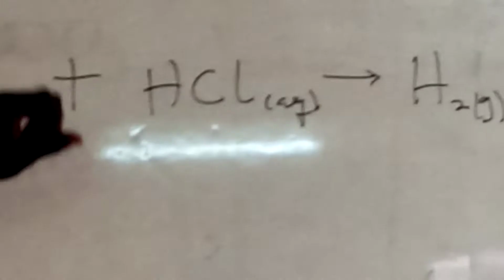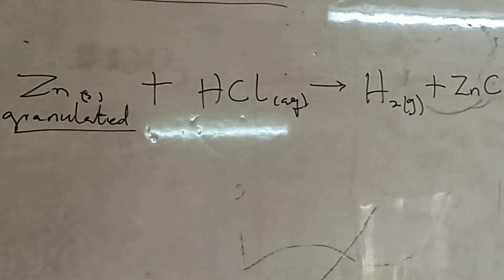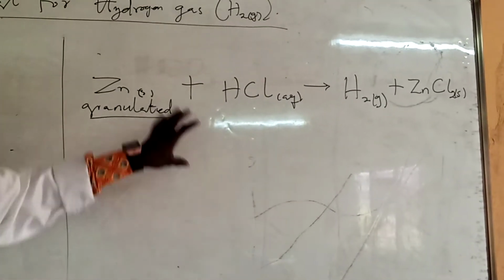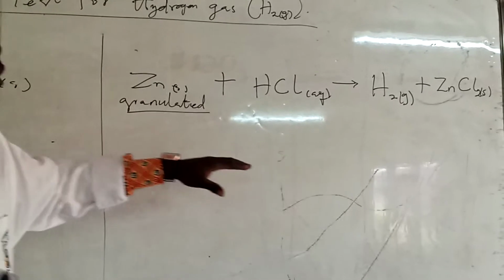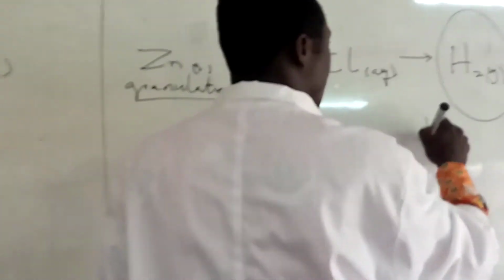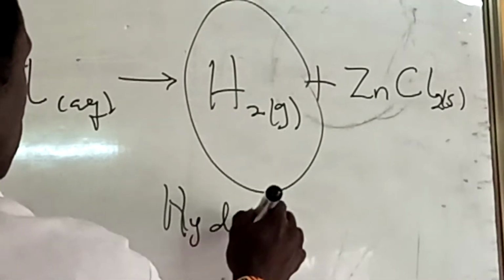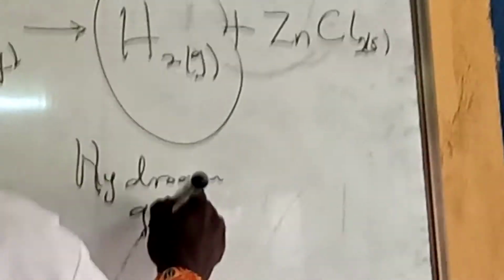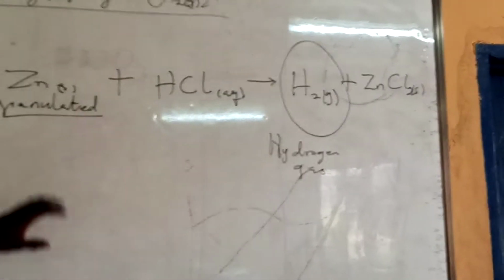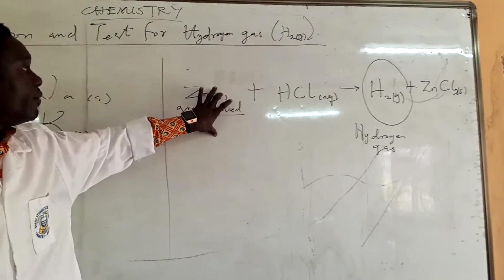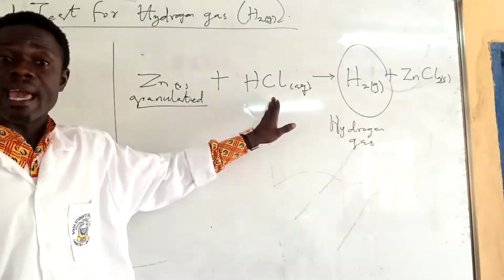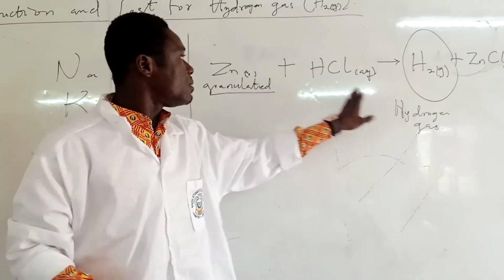Okay, so I have my equation on the board. One thing you have to know is that chemical reactions can be represented by equations. So anytime I want to produce this gas, our concern here is the gas produced, that is the hydrogen gas. If I want to produce this hydrogen gas, then I have to react zinc granules and concentrated HCl, or I'm using the aqueous HCl.